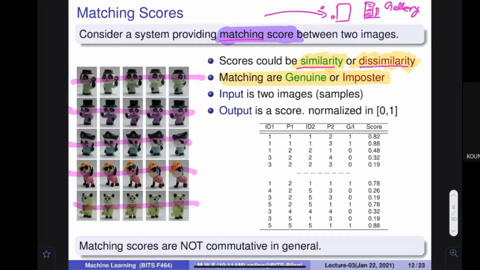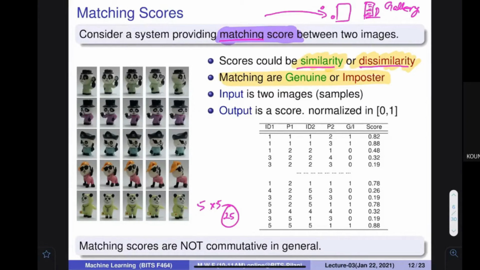Okay. So here we have five people. This is the first person, first image, second image, third image, fourth image, fifth image. Second person's first image, second image, third image, fourth image, fifth image. Okay. So how many images do we have? 5 into 5, 25 images we have. Please type. 25 images we have.